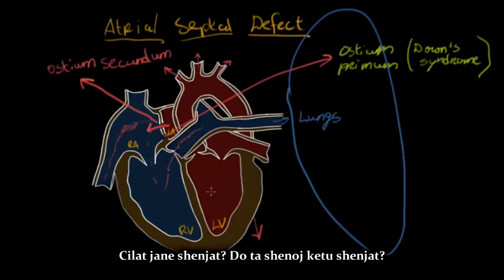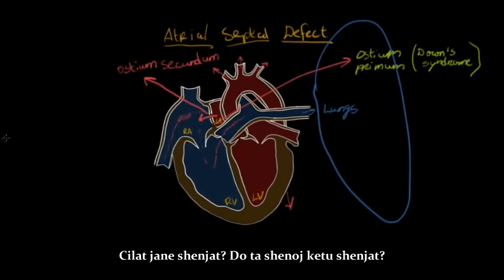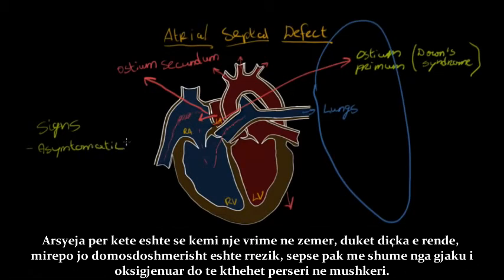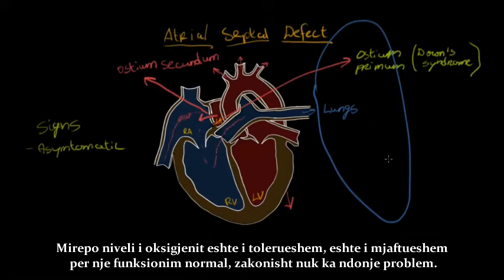So what are the signs? Well, let's just put over here, signs. It's usually asymptomatic. So number one, let's just put asymptomatic. And the reason for that is, okay, you have a hole in the heart. It sounds like a huge deal, but it's not necessarily a huge deal because that's just going to get a little more of that oxygenated blood going back to the lungs. But the oxygen levels are still relatively fine. They're adequate for normal function, so we don't generally have problems.